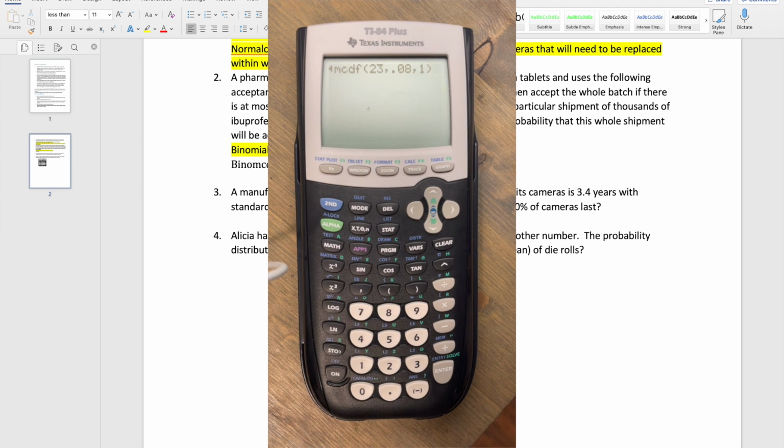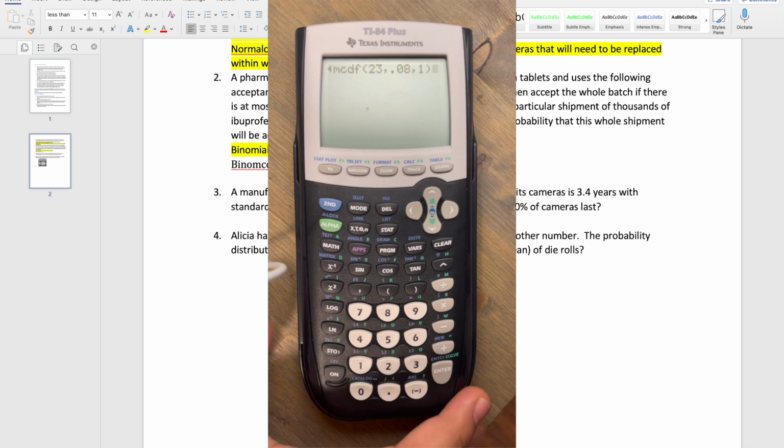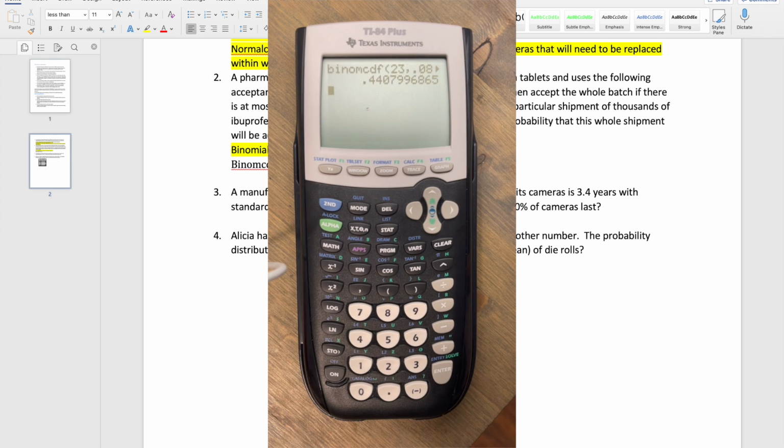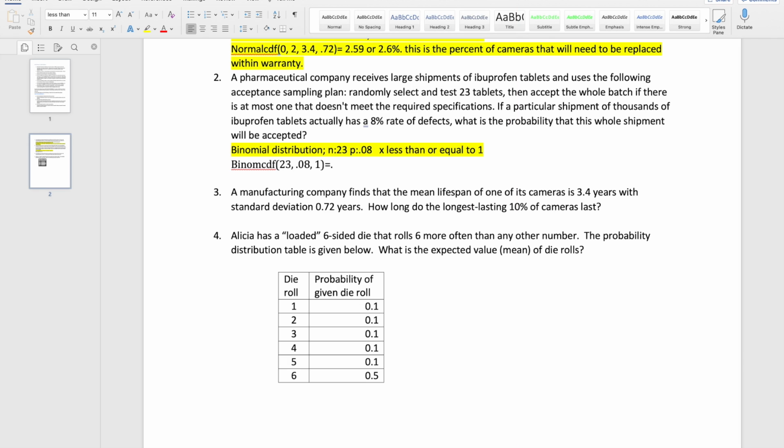So binomial CDF, and then it'll be 23, comma 0.08. That's our probability, and then 1 is equal to 0.4408.